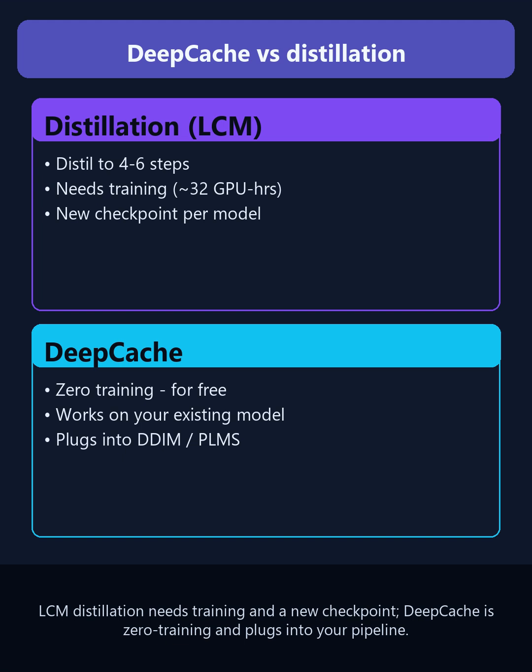How does this compare to the other way to speed up diffusion, distillation? Latent consistency models distill a model to generate in 4 to 6 steps, but that needs training, roughly 32 GPU hours per model. DeepCache needs zero training, works out of the box on your existing model, and plugs into standard samplers like DDIM and PLMS. It also beats pruning methods that require retraining.